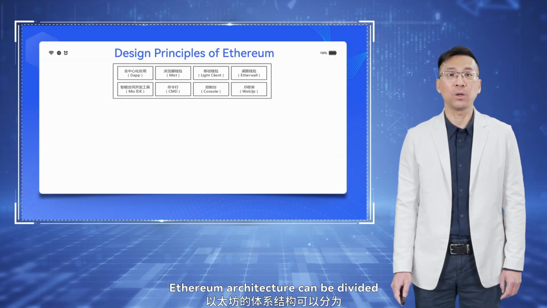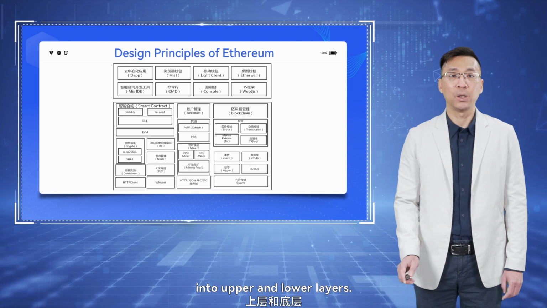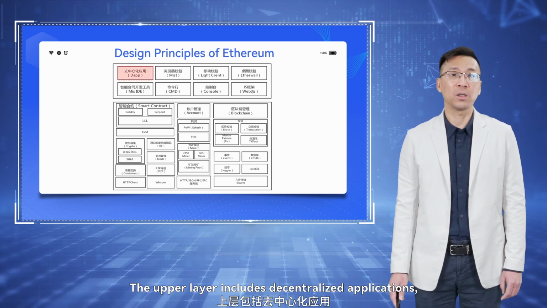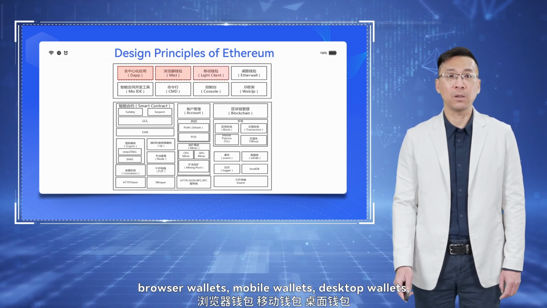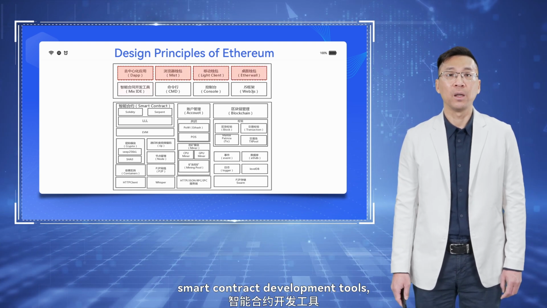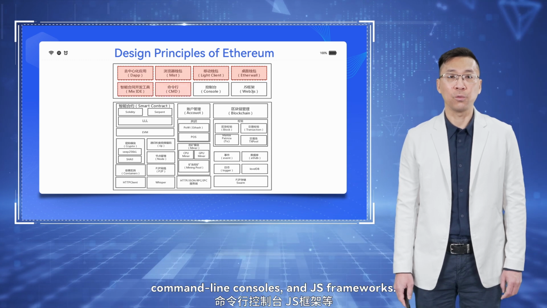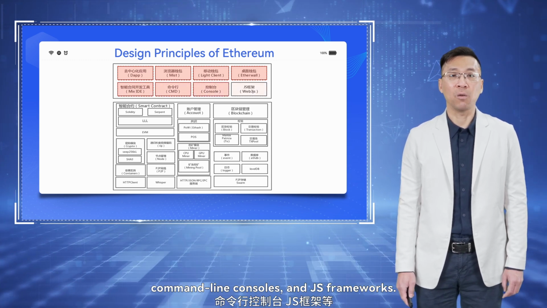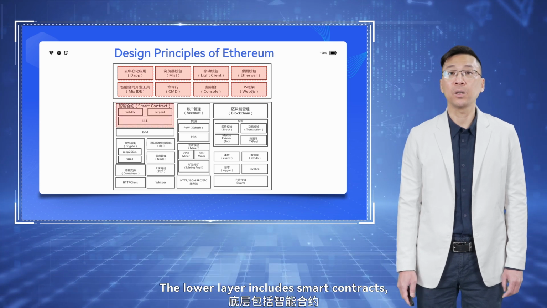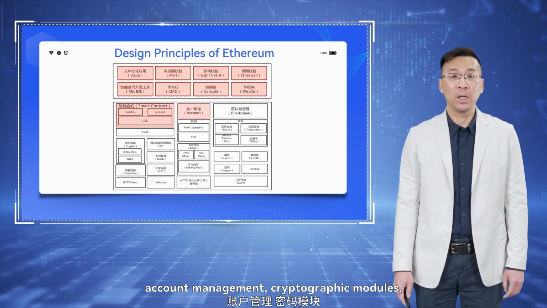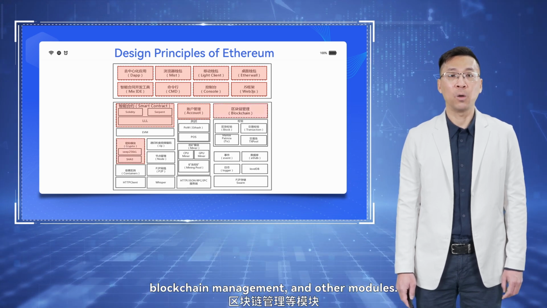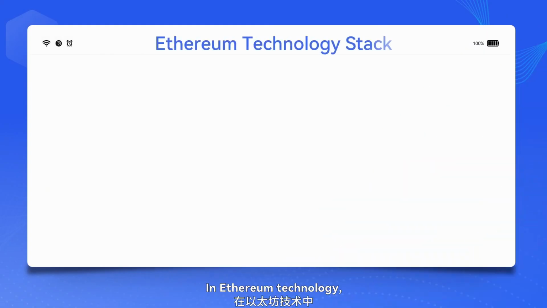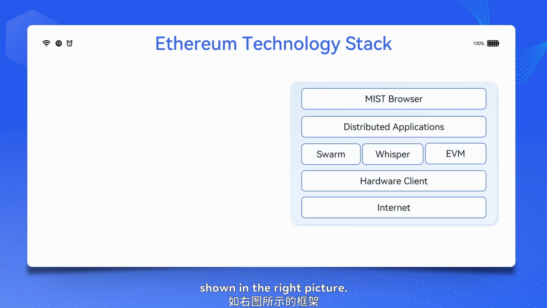Ethereum architecture can be divided into upper and lower layers. The upper layer includes decentralized applications, browser wallets, mobile wallets, desktop wallets, smart contract development tools, command line consoles, and JS frameworks. The lower layer includes smart contracts, account management, cryptographic modules, blockchain management, and other modules. In Ethereum technology, we mainly focus on the framework shown in the right picture.